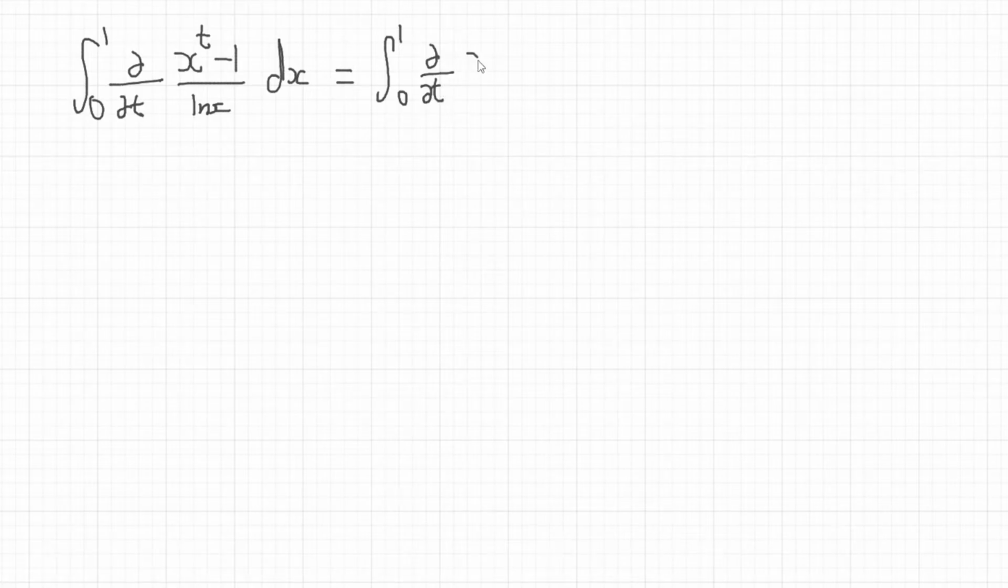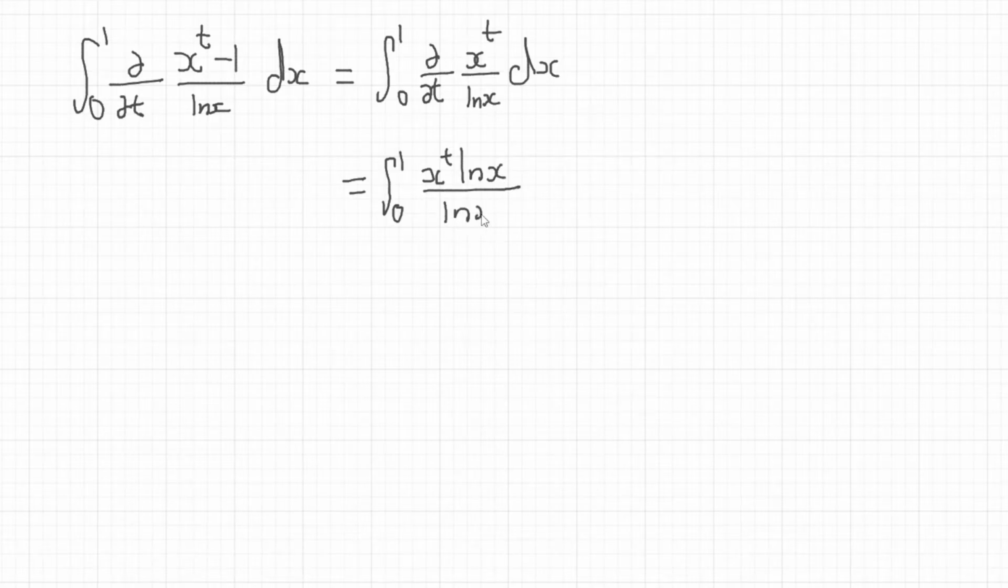Now we remain with the partial derivative with respect to t of x to the power of t over ln x. Since we're taking the partial derivative with respect to t, the x stays as a constant. That means we take the first derivative of x to the power of t, which is equal to x to the power of t multiplied by ln x. Now the ln x's cancel each other out, and we're just left with the integral from 0 to 1 of x to the power of t dx.